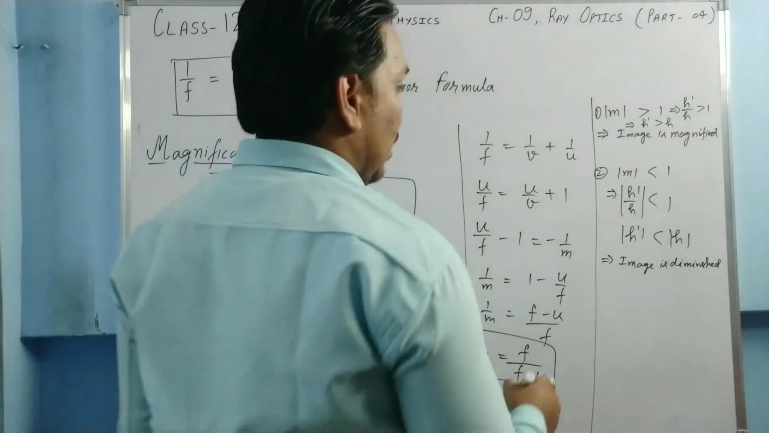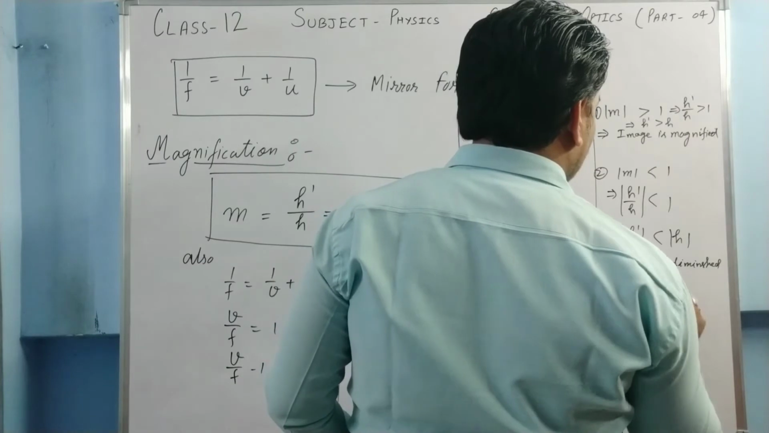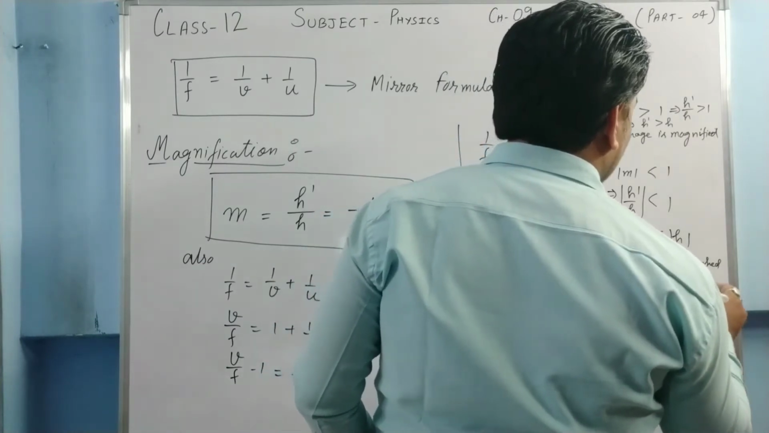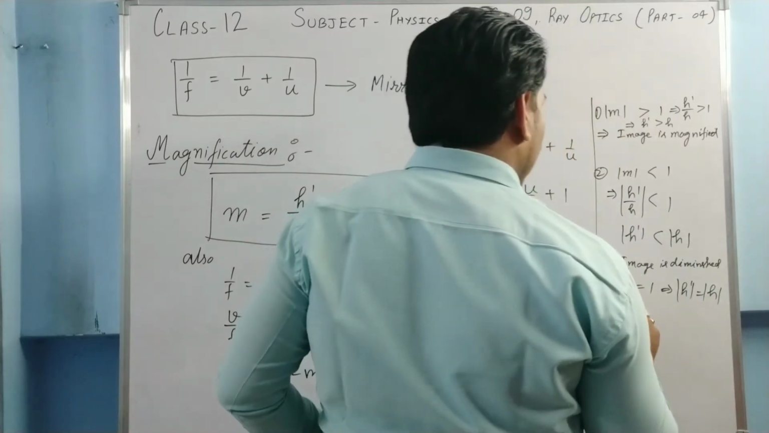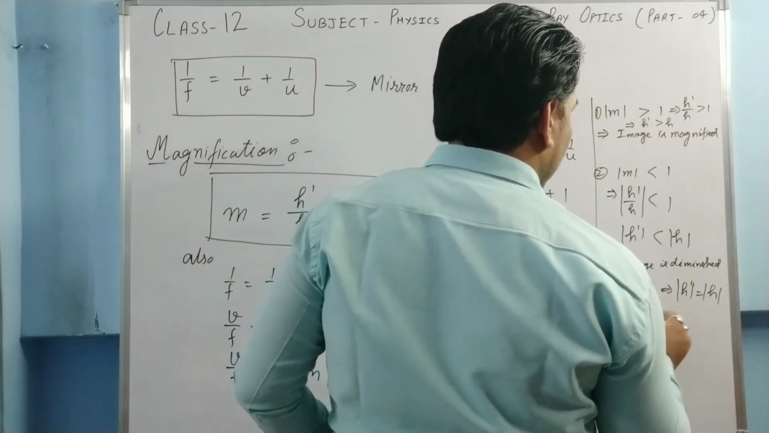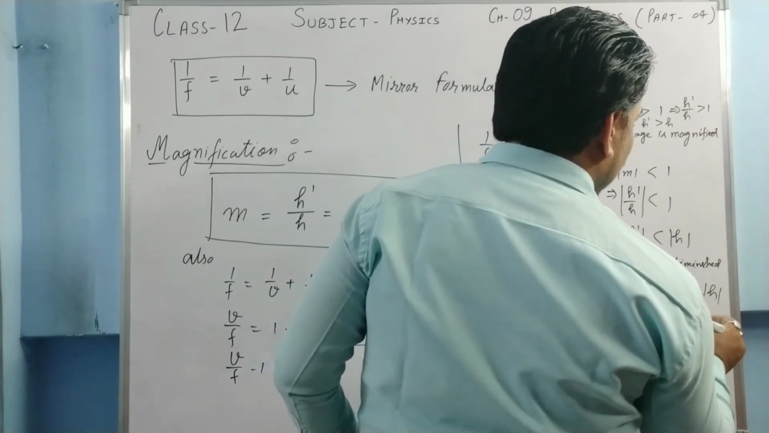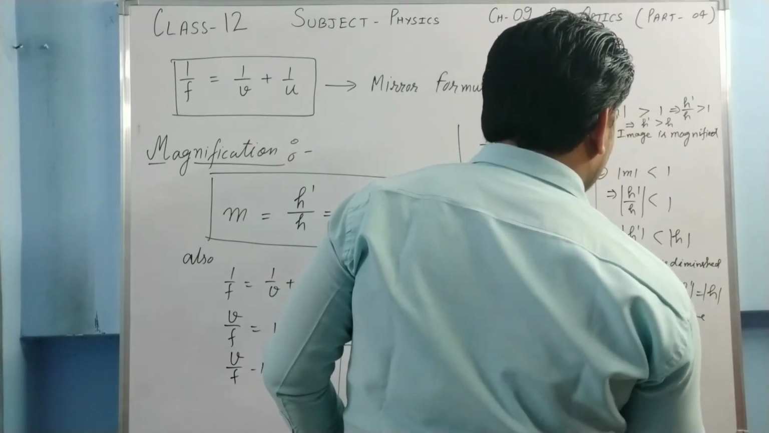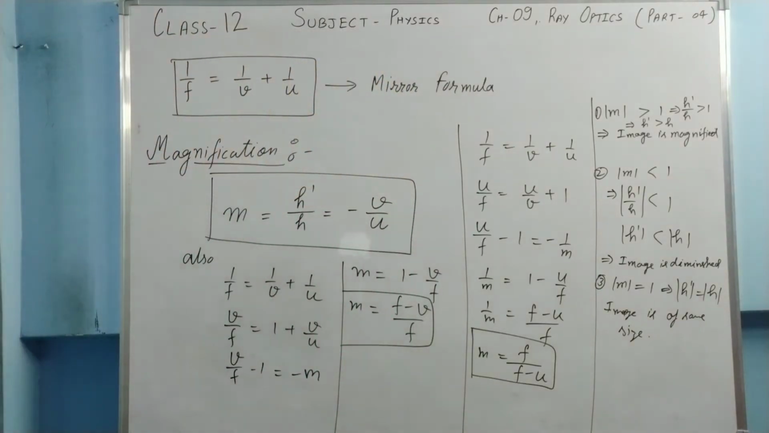And if m is equal to 1, then it simply means that h dash is equal to h. And what does it mean? The image is of same size. Image is of same size. So these three possibilities are there.